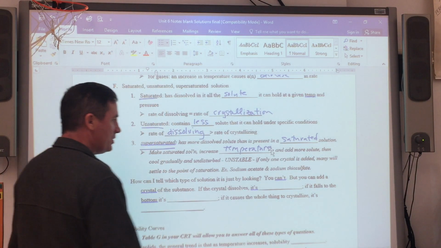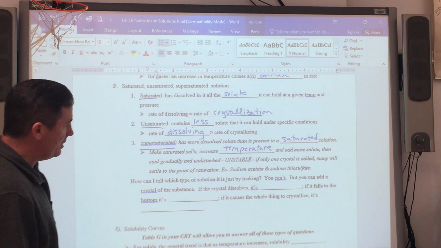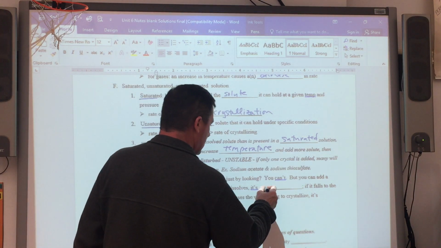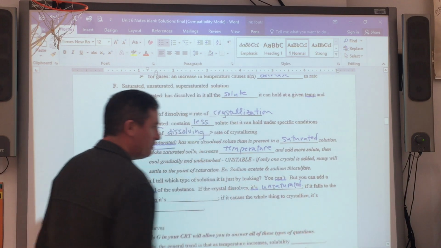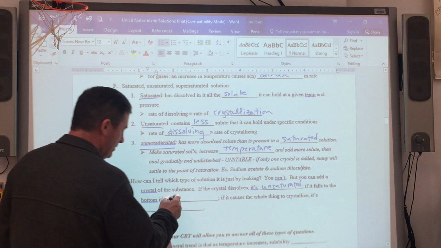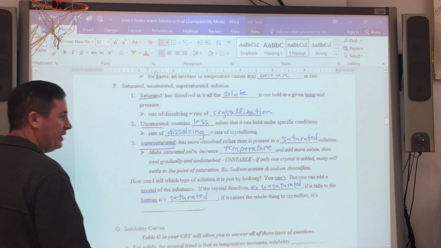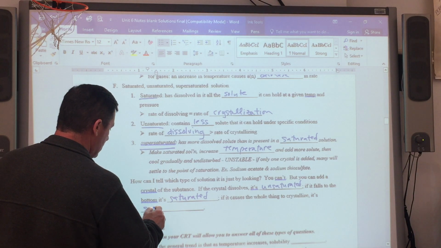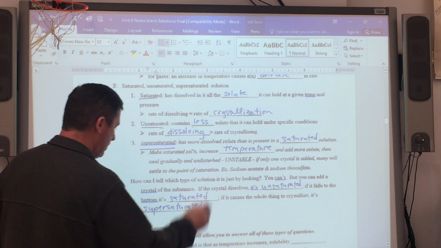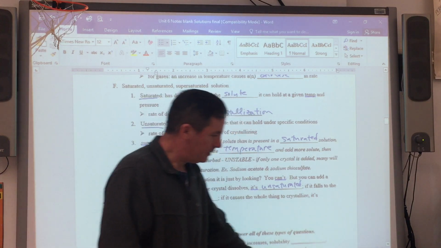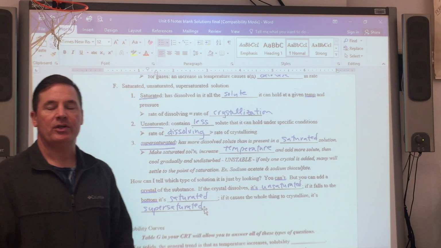So how can I tell which type of solution it is just by looking? You can't. But you can add a crystal of the substance. If the crystal dissolves, it's unsaturated. If it falls to the bottom, it's saturated. And if it causes the whole thing to crystallize, it is supersaturated. Okay? Probably on Wednesday, maybe tomorrow, we will learn about solubility curves.